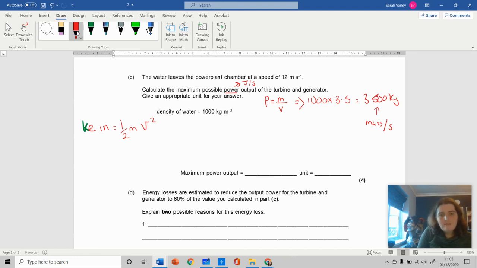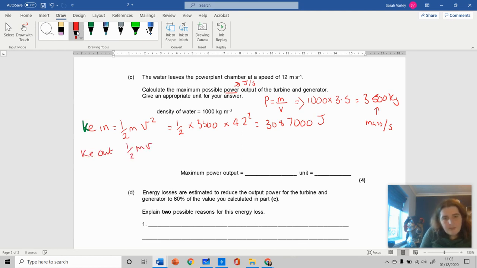So the kinetic energy in per second is going to be half times 3,500 times the speed of the water coming in squared, so that's 42 squared. So 3,500 times 0.5 times 42 squared. So the amount of energy that's coming in every second is quite high, 308,700 joules.